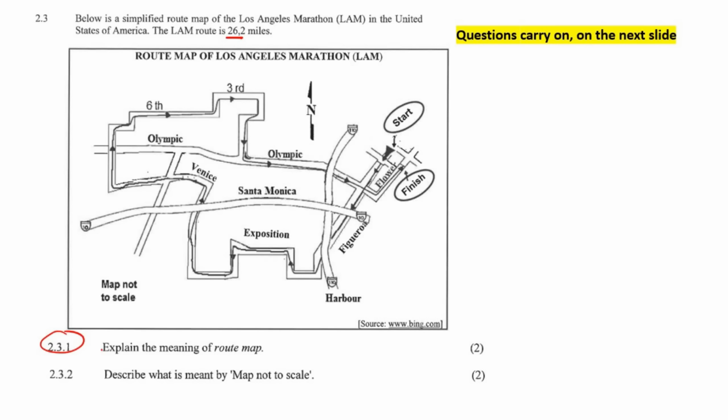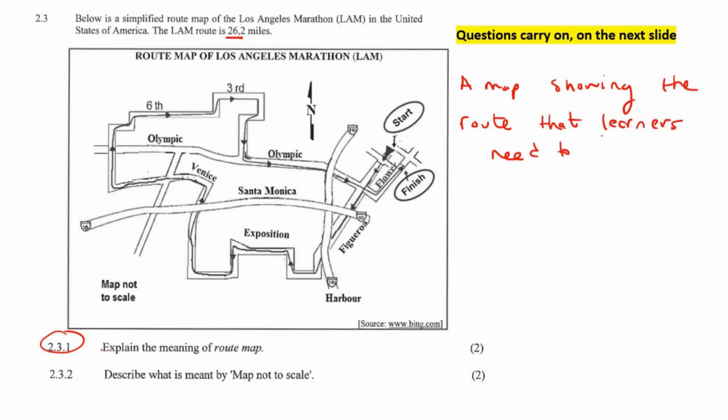So a route map is a map showing the route that learners need to follow in the race. Okay, then the next question. Describe what is meant by map not to scale.